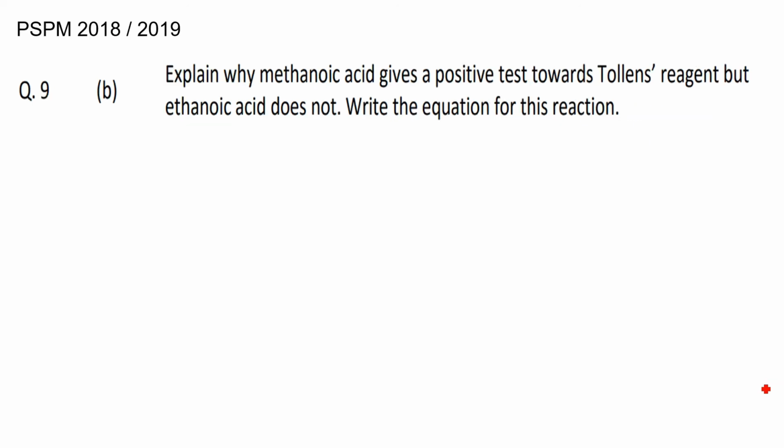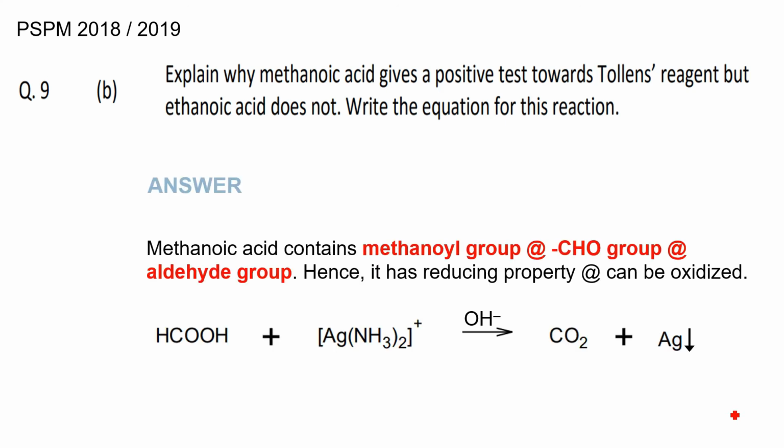Another question: explain why methanoic acid gives a positive test toward Tollens reagent but ethanoic acid does not. Write the equation for the reaction. The reason is that methanoic acid contains a methanoyl group, or CHO group, or aldehyde group. Hence, it has reducing properties and can be oxidized. The equation is as below.